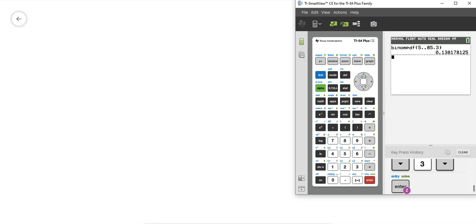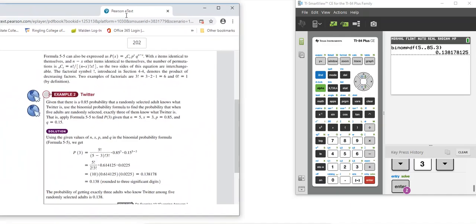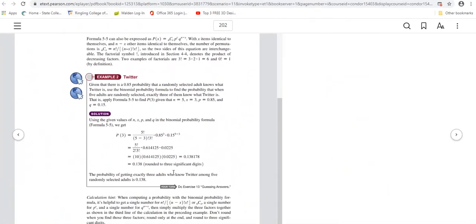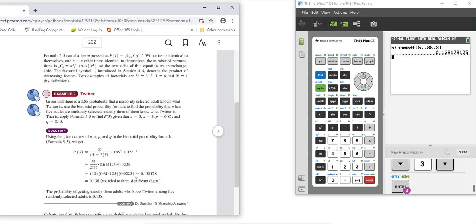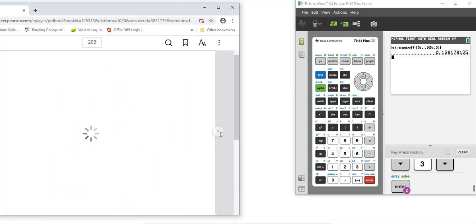And there's our percentage. And you'll notice that the book here, they did it, this 0.138. They used the factorial keys and did all that, factorials, and multiplied this, and it's the same thing. It's the exact same thing that we did there. So, all right, let's do another one.